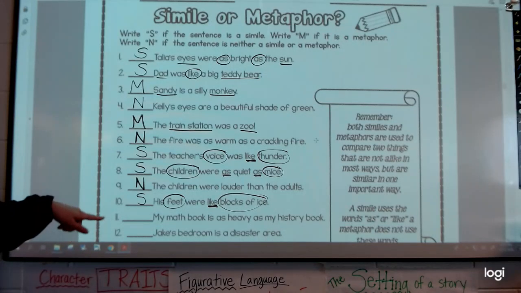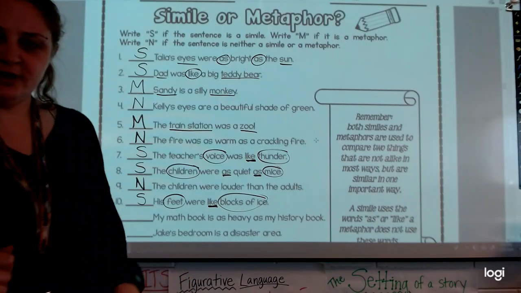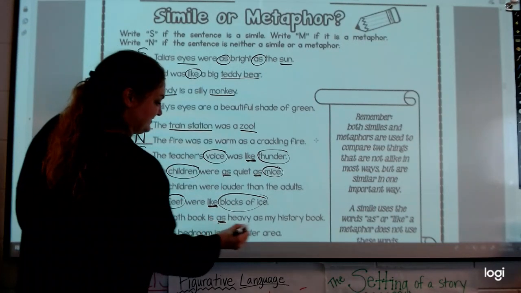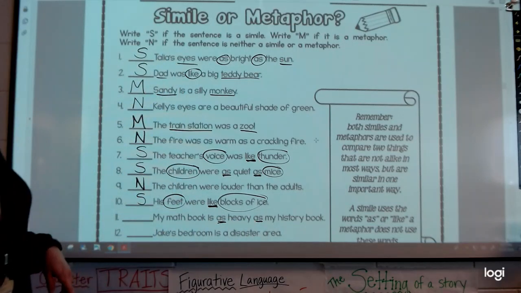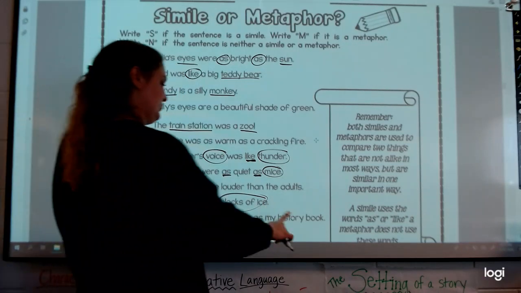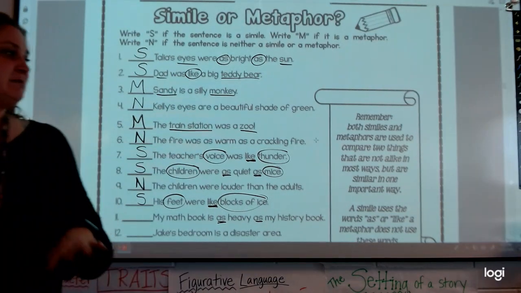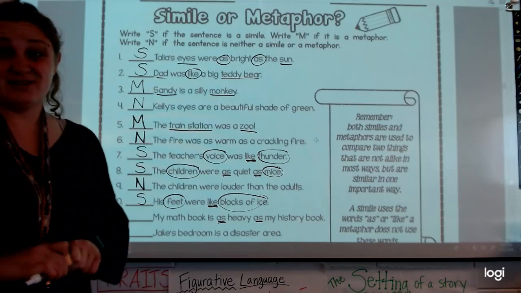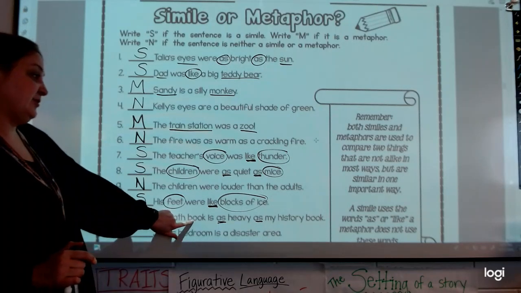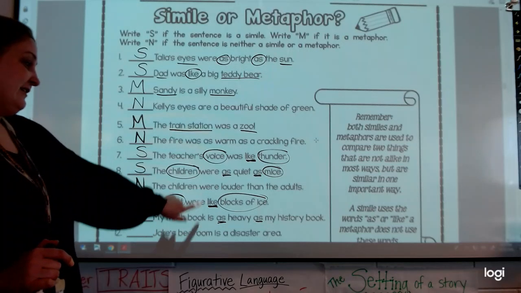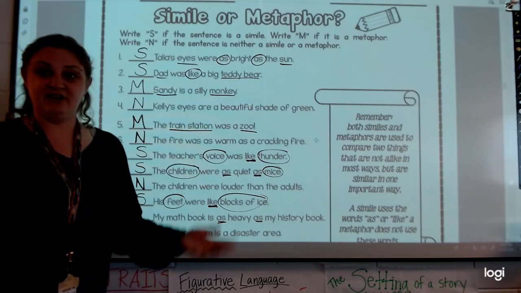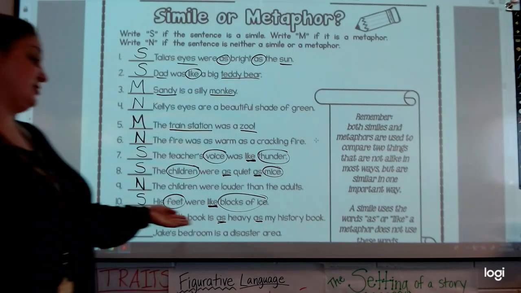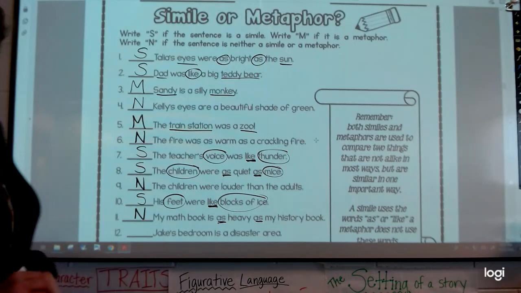Two more. My math book is as heavy as my history book. Well, they did use the as thing, so I'm checking to see if it's a simile. They're comparing a math book to a history book. Are those things mostly unalike, or are they mostly the same thing? They're the same, okay? This is a similar example as this one, okay? They're not comparing the math book to something else that's very heavy, so that is neither. You could have said, my math book is as heavy as an elephant, and that would be a simile.